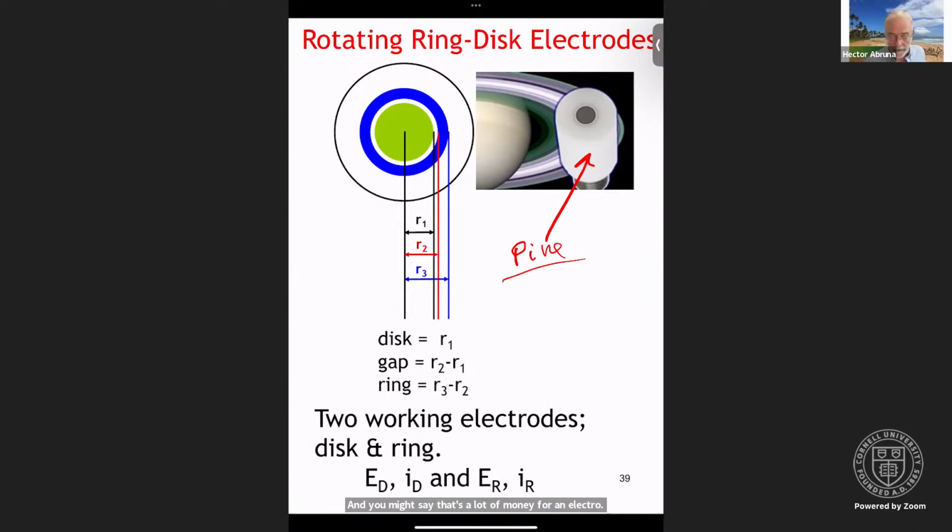So how does this work? We have a disk in the center. So here is the disk. We can talk about the radius of the disk, R1. And then there's a gap between the first electrode, which is the disk, and the blue electrode here, which is the ring.